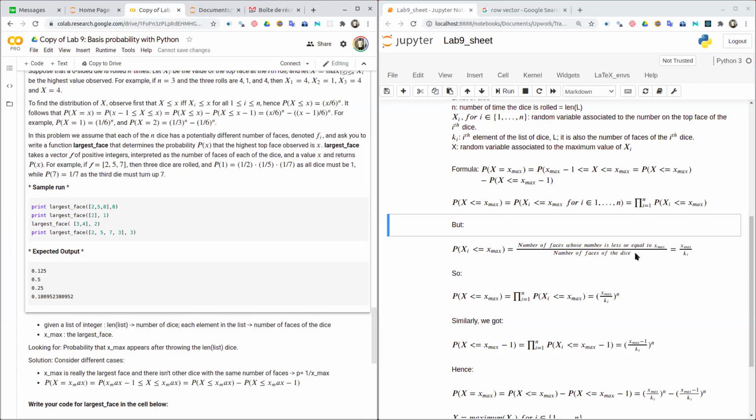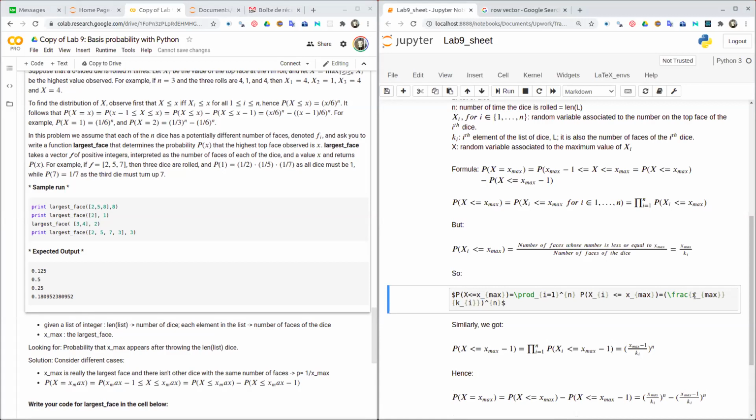So now we come back to the probability that x is less than or equal to x max. The product of this one n times makes this probability raised to power n. Hang on. So I understand the number of faces where the number is less than x max. Okay, number of faces of the dice. So is it the product of... Oh, I have a question actually. Let me try to draw on here.